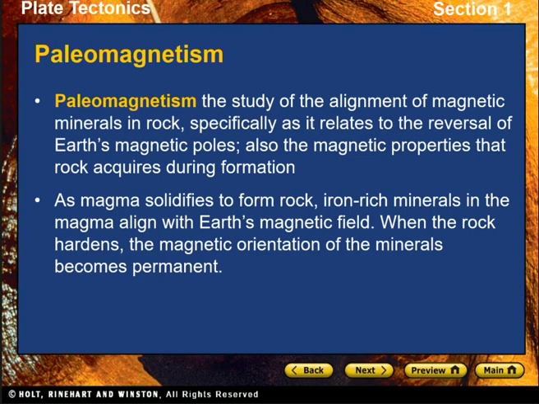As magma solidifies to form rock, iron-rich minerals in the magma align with Earth's magnetic field in the same way that a compass needle does. When the rock hardens, the magnetic orientation of the minerals becomes permanent. This residual magnetism of rock is called paleomagnetism.